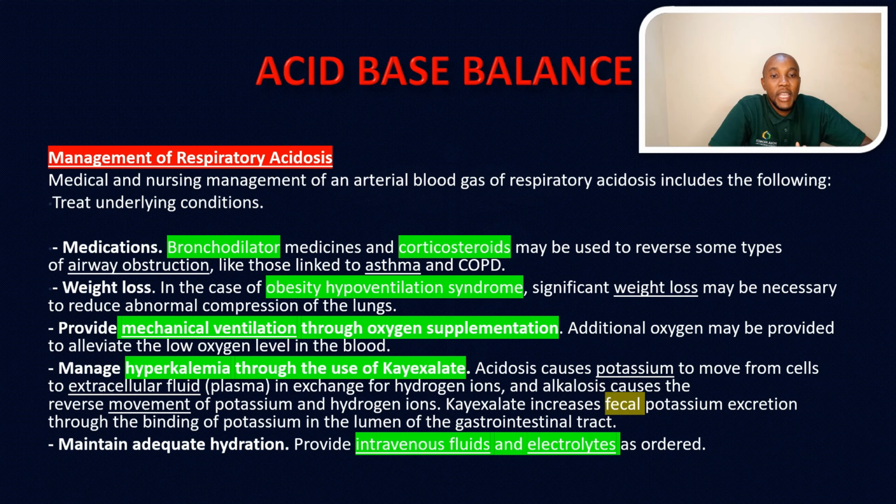So hyperkalemia contributes to acidosis, and in an attempt to lower this hyperkalemia, that is high levels of potassium in the body, potassium levels above 5.0, we can give an enema, which is Kayexalate, to try and excrete the potassium, thereby reducing the levels of potassium in the body. And another thing we can do as a nurse is maintain adequate hydration, provide intravenous fluids and electrolytes as ordered.